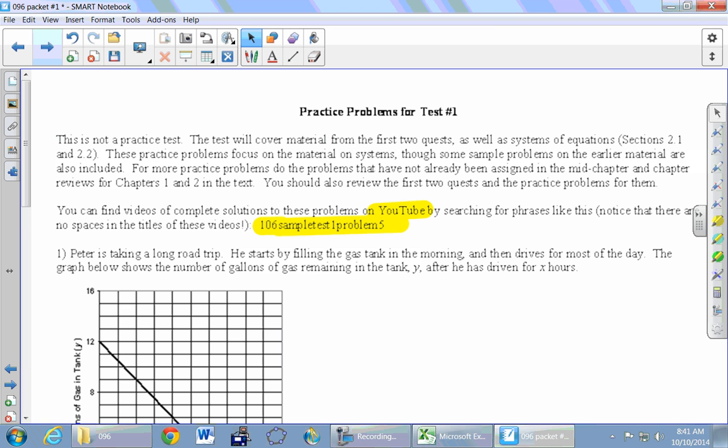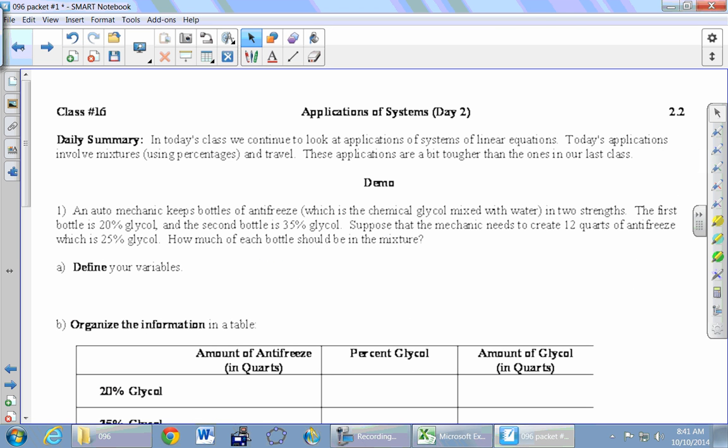Okay, then let's go back to page 70, and we'll start with our summary up here at the top. Can we go with Megan? Can you read the daily summary? Thank you. Dan, number 1.